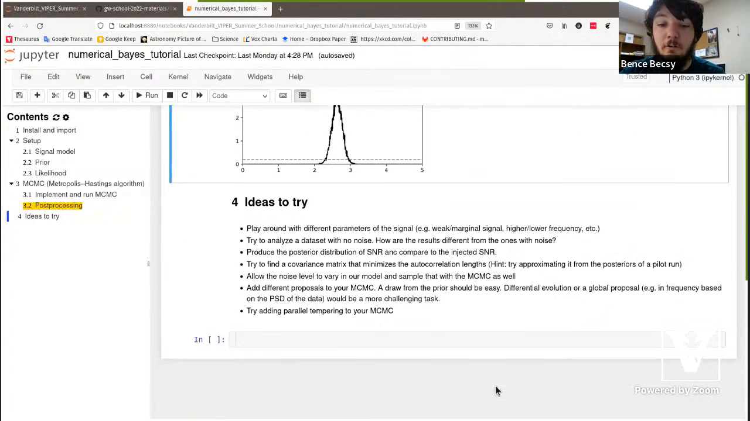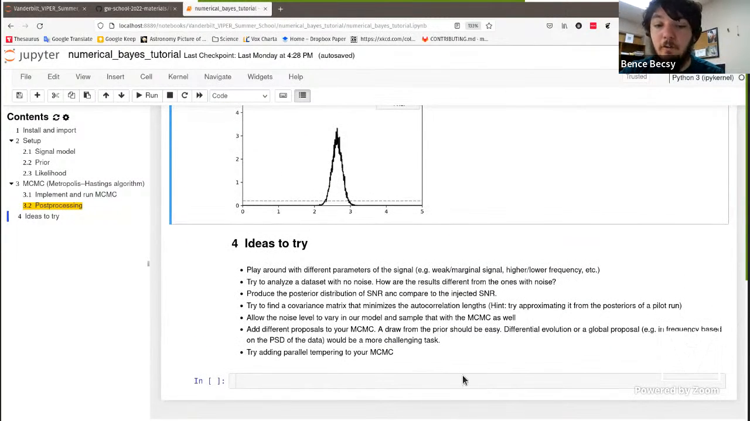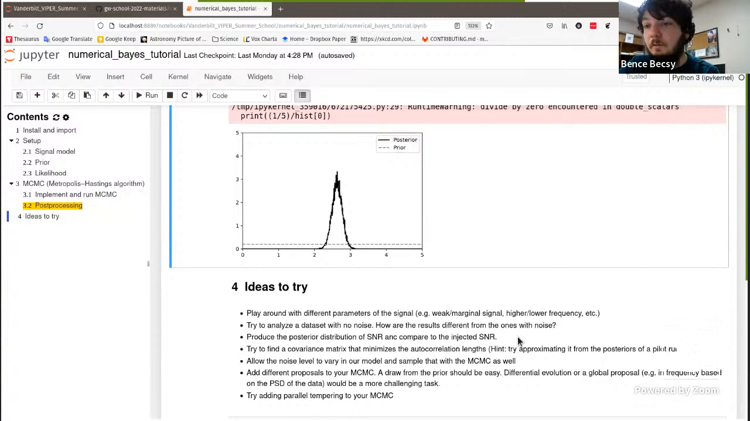And there are some other things to try if you really want to get into things. You can add different proposals to this MCMC we built here. It's really easy to put in a draw from the prior because we already do that to set up the initial samples. And you can also get crazy and add in differential evolution or some global proposal. Maybe you can base it on just an FFT or the PSD of the data. That should work nicely, or add parallel tempering or things like that. So the list goes on and on, but these are just some ideas.